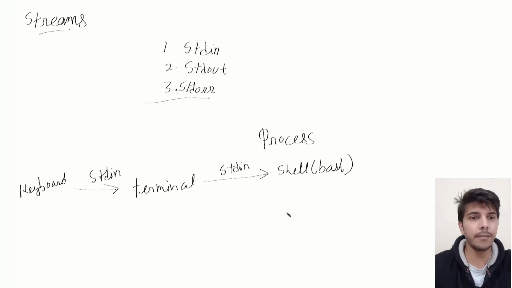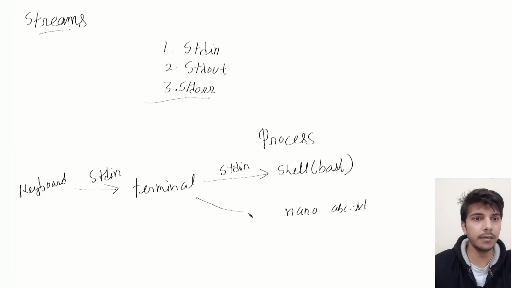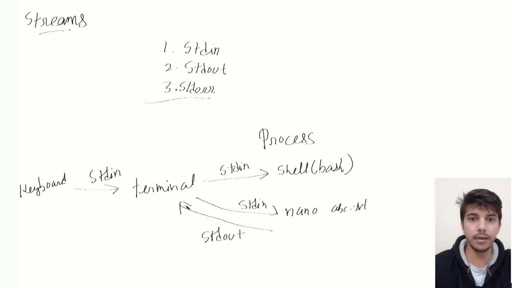So let's say I am writing here nano and any file name, let's say abc.txt. When I am giving the command to the shell, then nano is also becoming a process. Nano, for taking the input, is using the terminal, and let's say the nano text editor gives us some output, then it will use the STDOUT stream to send the output to the terminal. Similarly, let's say that the nano process gets some error. It will give the error to the terminal using the STDERR stream.